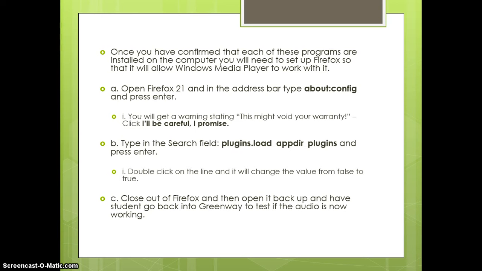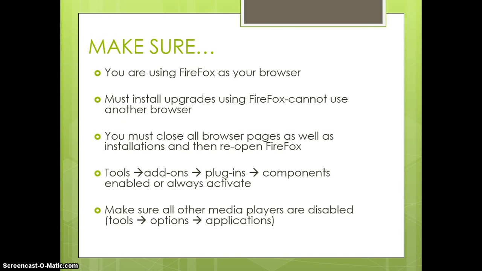At this point, you should have all your softwares up to date and running for Greenway to operate smoothly. There are a couple things that you want to make sure of. You want to make sure that you are using Firefox as your browser. At this point, Mozilla Firefox is the best browser to work with Greenway. Also, if you saw that you needed to make any upgrades, make sure that you make those using Firefox. You cannot use another browser. And once you have made those upgrades, you want to close all the browser pages and then reopen Firefox.